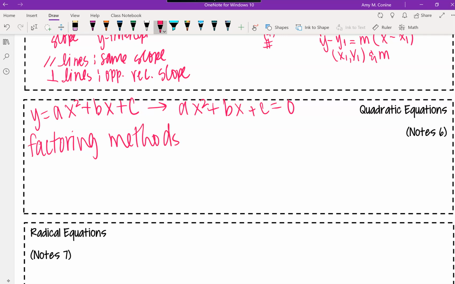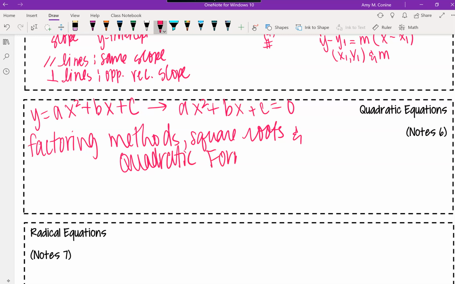So the normal way to factor trinomials, you can do difference of squares, things like that. You can also solve using square roots, which we'll talk about. And then there's the always legendary quadratic formula.